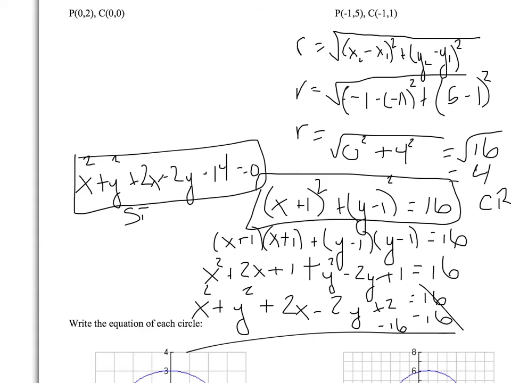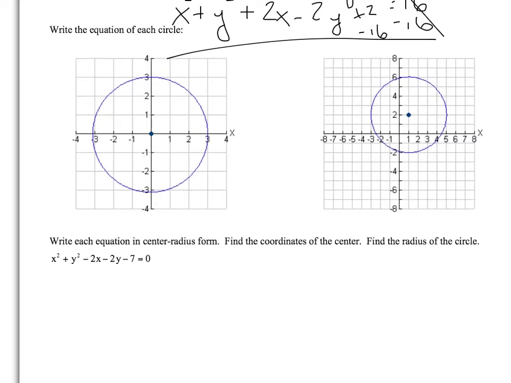Moving down, this is the same type of thing except we see a picture instead. I can see in my picture that I have a center point at, let's do the one on the right again, 1, 2. And my radius is 1, 2, 3, I go 4 out to get to the end of it. So my radius is 4.